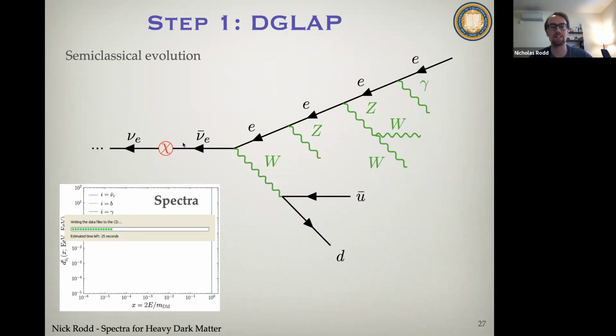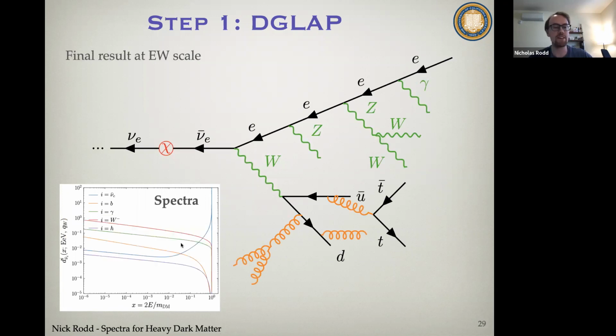Eventually, you can produce colored states, even if you didn't start with them. They can produce gluons. And then at the end of the day, even if you started with neutrinos, you can end up with a situation where you have essentially every particle in the standard model. I'm just showing you a subset here, but you'll get some distribution of these ultimately. So this is what you would get by just doing this DGLAP evolution.